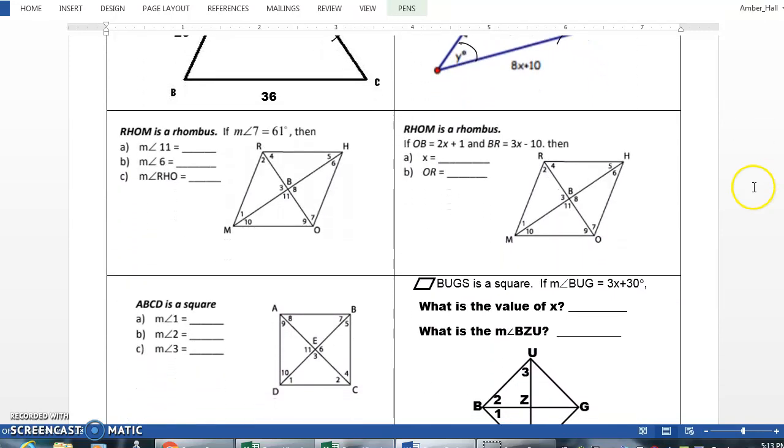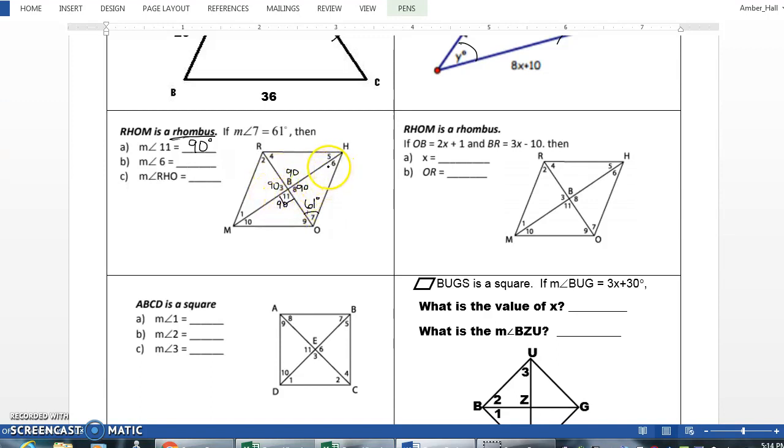Alright, RHOM is a rhombus. If the measure of angle 7 is 61 degrees, then find the measure of angle 11, 6, and RHO. So, angle 11 is right here in the middle. It's a rhombus. Therefore, we know that the diagonals are perpendicular to each other. If they are perpendicular to each other, we know that it creates a 90-degree angle. So 11 is 90 degrees. I can also label all the other ones because they're all 90 degrees. I like to label my information as I'm working through it.